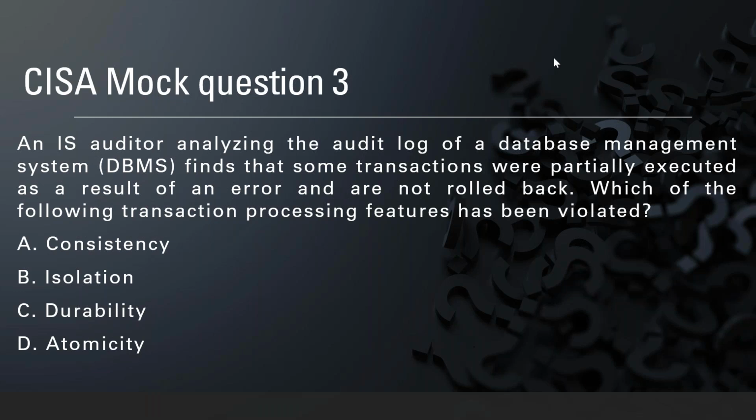So understand with real-time examples, which will make the concepts behind it easy to understand. So D is the right answer, which is atomicity. Either the transaction is partially executed or not rolled back as a result of an error. So it has violated what? The atomicity principle. So D is the right answer for this question.